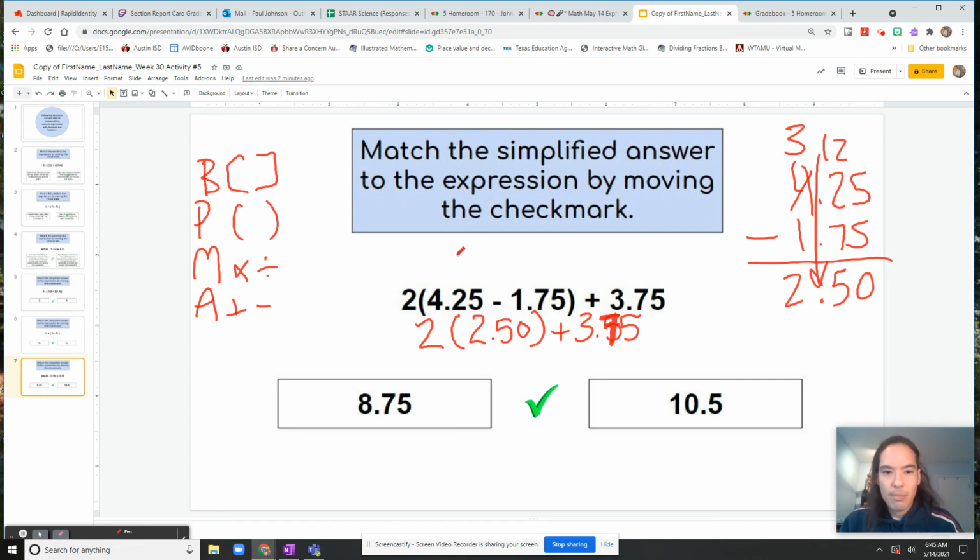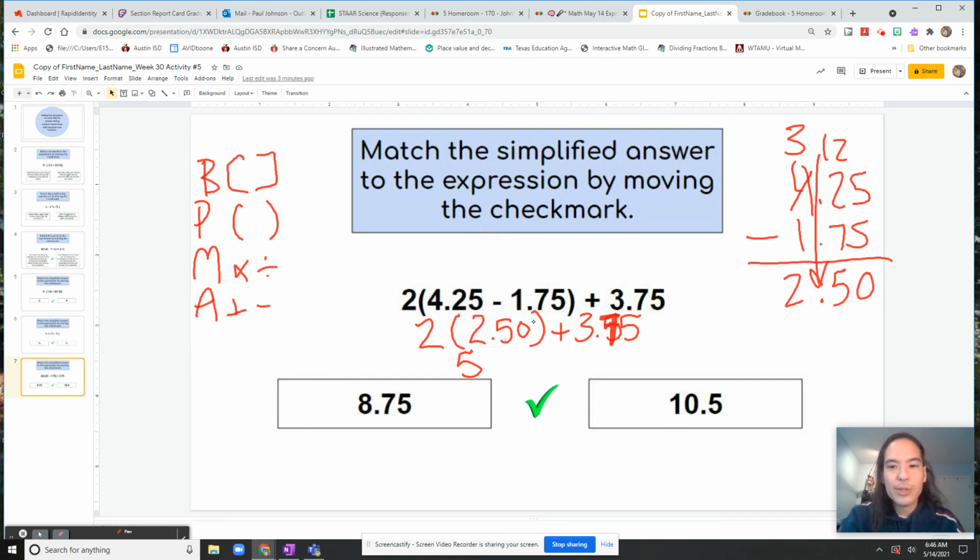So the next step, I have a multiplication problem. I also have an addition problem. I'm going to do the multiplication problem first. So 2 times $2.50. That's the way I like to look at it because I like to think about money. If you have $2.50 and someone gives you $2.50, you now have how much? Did you say $5? You are correct.